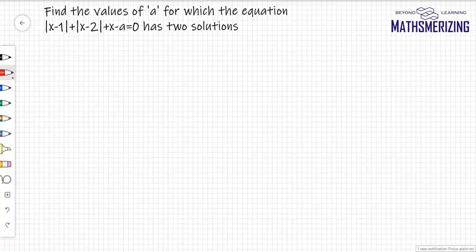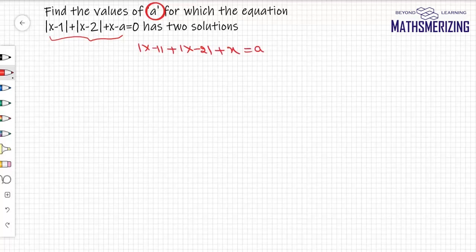Thank you. For this question, I need to find values of a for which the equation mod x minus 1 plus mod x minus 2 plus x minus a has two solutions. So I can write this equation as mod of x minus 1 plus mod of x minus 2 plus x is equal to a. Now one way of doing it can be I can take three separate intervals, x is less than 1, when x lies between 1 and 2, and when x is greater than 2. Another way is using graphs. So I'll solve this equation using graphs.